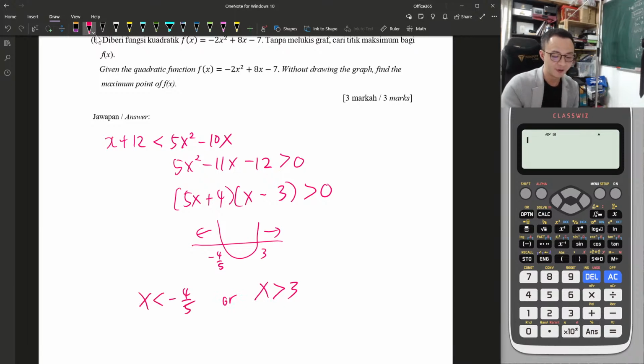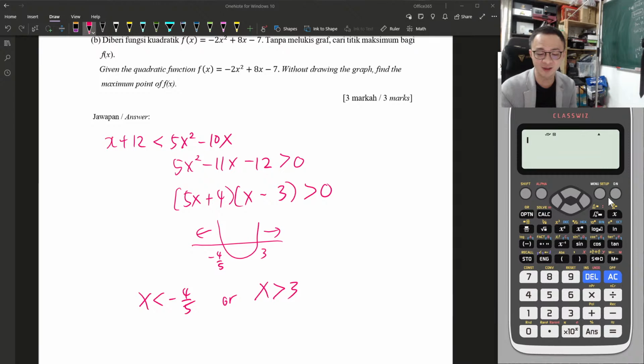Alright, if you have this model of calculator, definitely go ahead and type it. You should have an inequality symbol here. Alright, polynomial power 2, so you can just insert your equation. Let's say my equation looks like number 1, so I key in the 1 here. This is 5, this is negative 11, and this is negative 12. Then the calculator will tell you the exact same answer as mine.